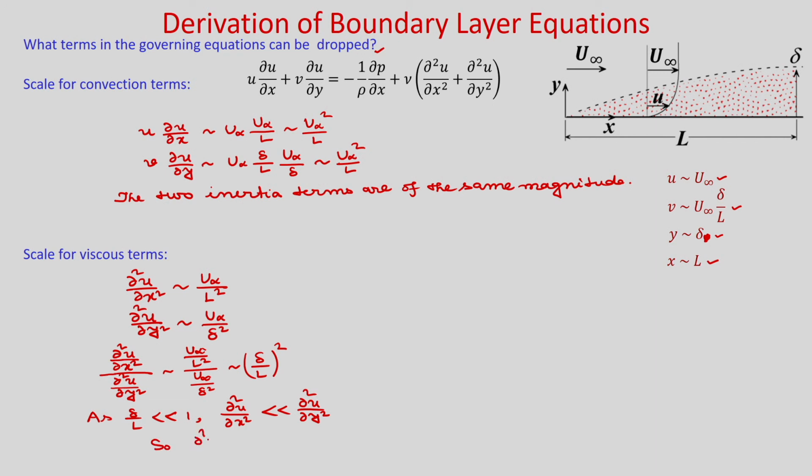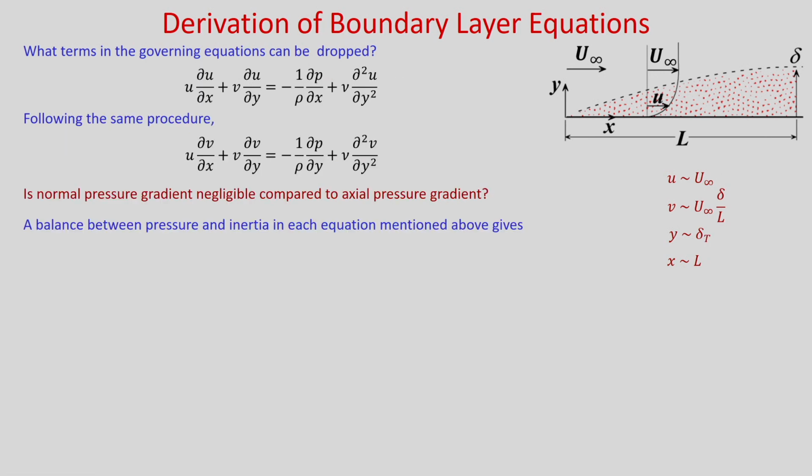So, del 2 u by del x square can be neglected from the viscous terms. So, you can see that if delta by L is much smaller than 1, then you can drop the term del 2 u by del x square. So, dropping the del 2 u by del x square term, you can write the x component momentum equation as this, and following the same procedure you can drop del 2 v by del x square from the y momentum equation, and you can write like this.